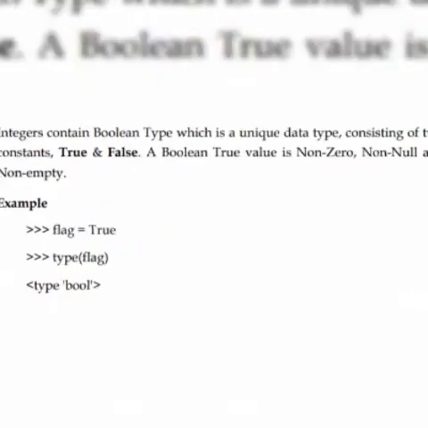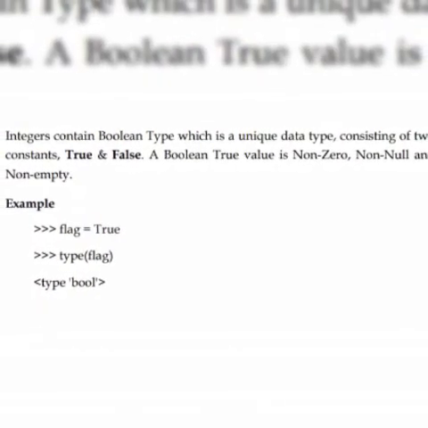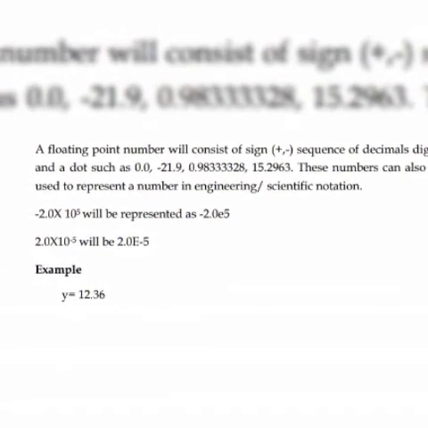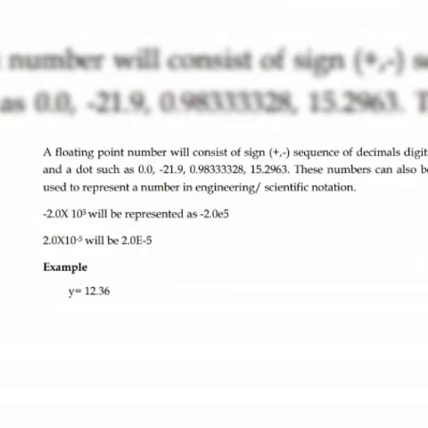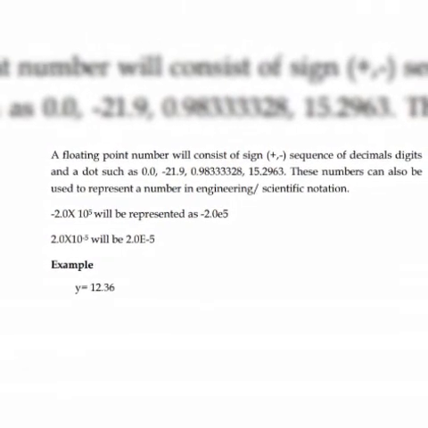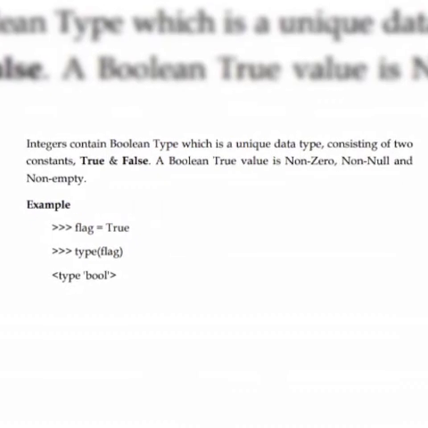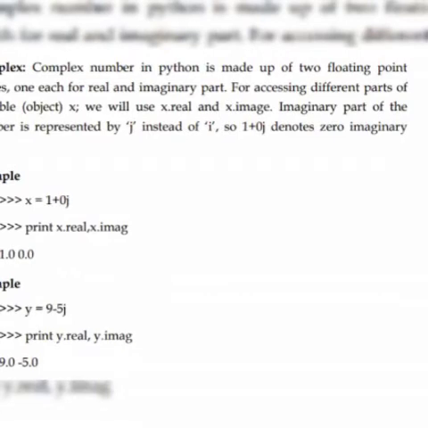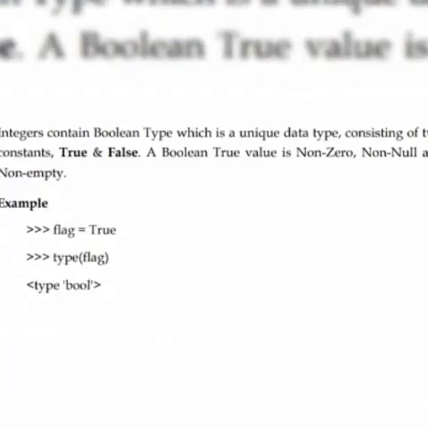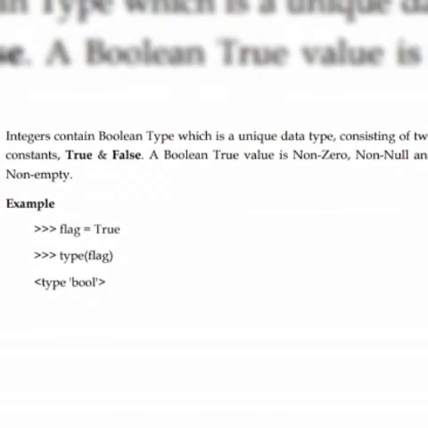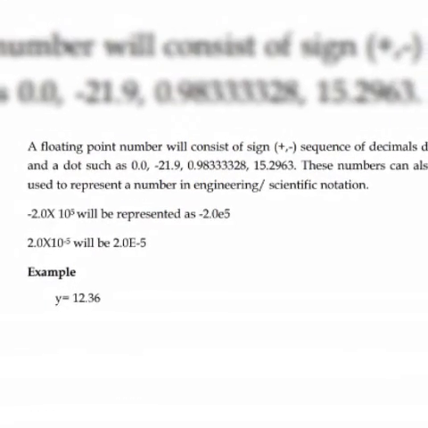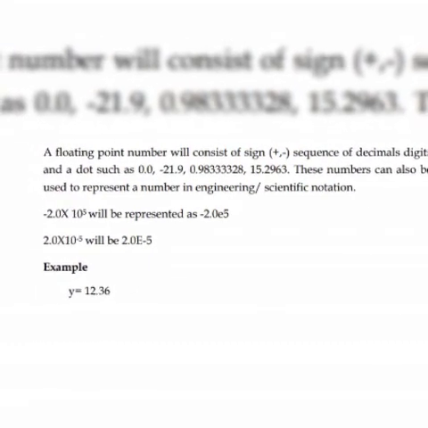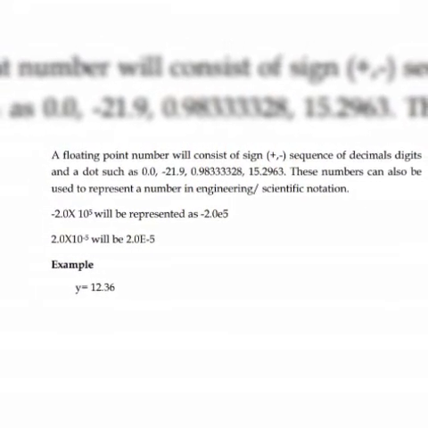The imaginary part of the number is represented by j. For example, I have written on the slide, you can see the slide, that x is equal to 1 plus 0j. That is, 1 is the real part and 0 is the imaginary part, and we can write print x dot real. That is, we are going to access the real part, and we can also access the imaginary part. Then we have another example, that is y is equal to 9 minus 5j. That means we are accessing the real part as well as the imaginary part.